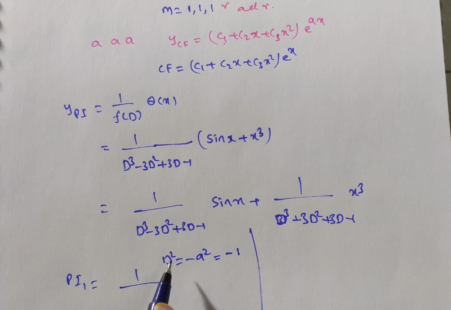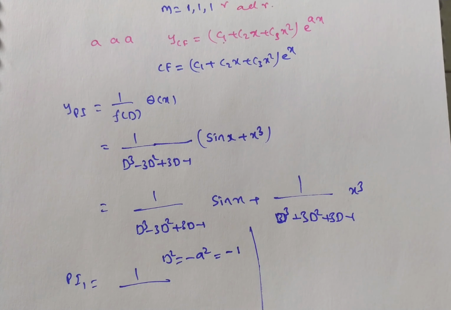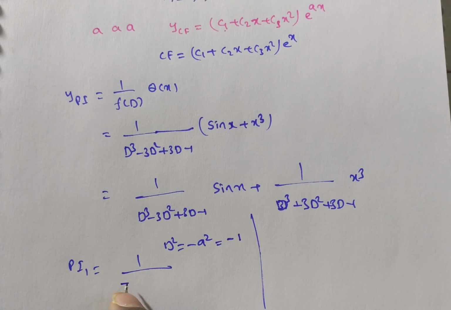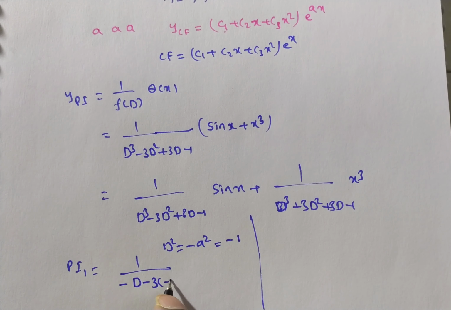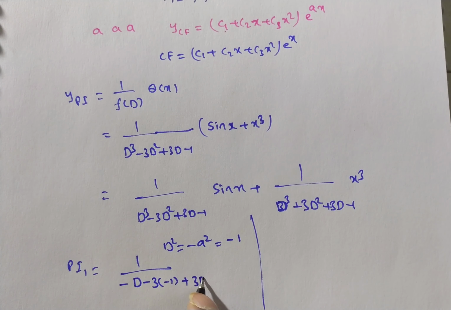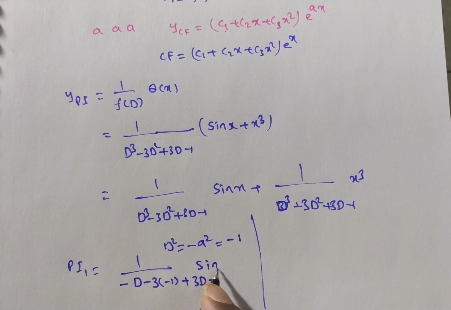Now 1 by, in place of D square minus 1 I have to substitute, but here I have D cube. D cube I can consider as D into D square. Yes or no? So this is minus 1 into D, meaning minus D. Next, minus 3 times D square is nothing but minus 1, plus 3D minus 1 into sine x.